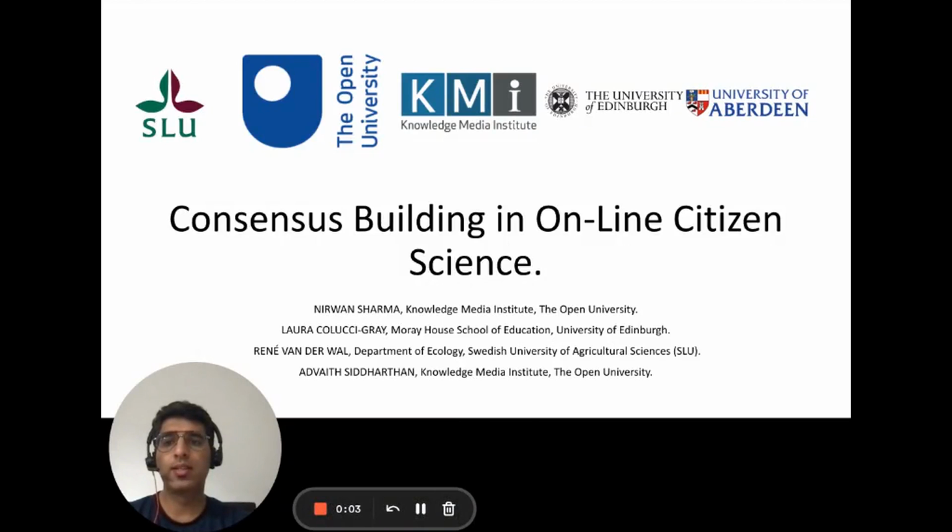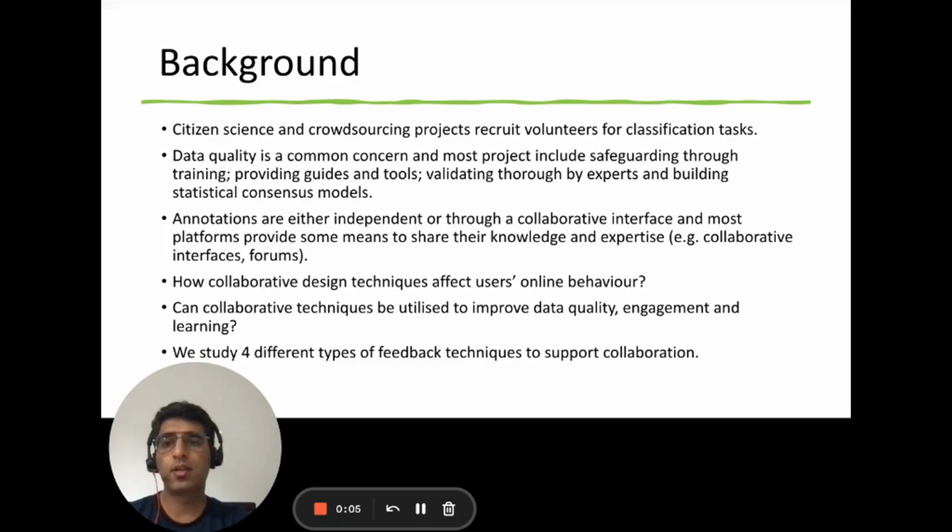Consensus building in online citizen science. Citizen science and crowdsourcing projects use paid or unpaid volunteers for classification tasks, as the internet provides the opportunity to collect or annotate data on a large scale.